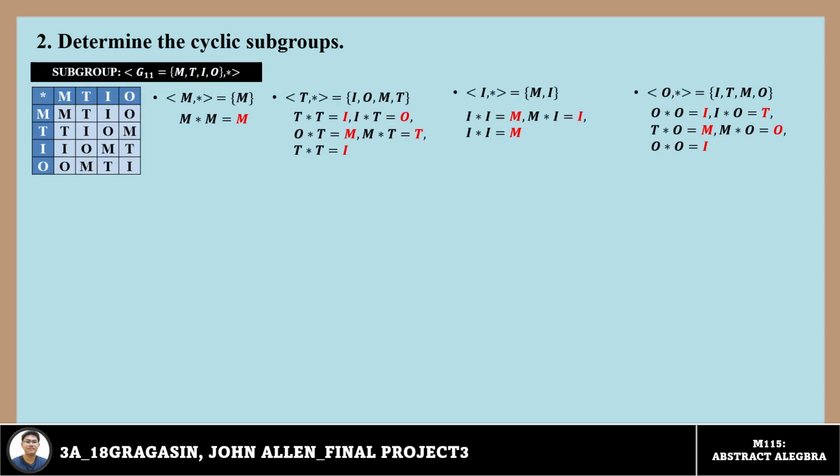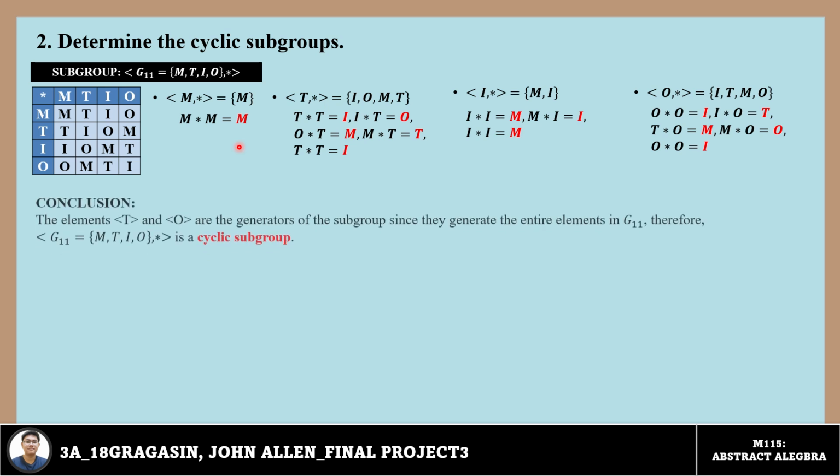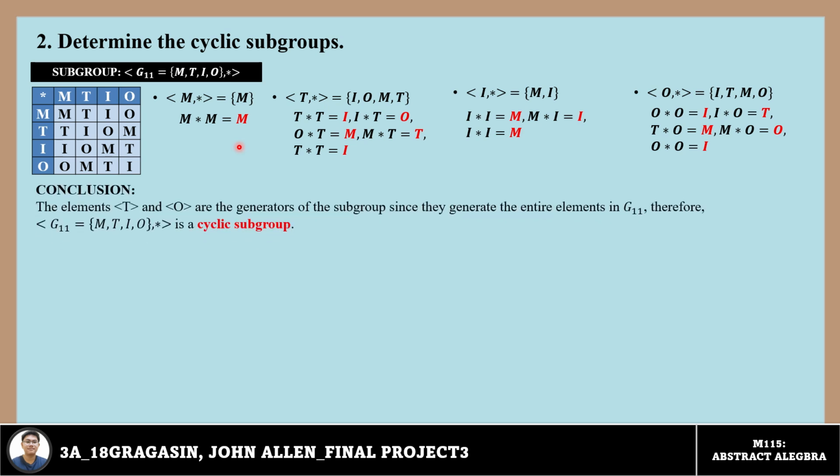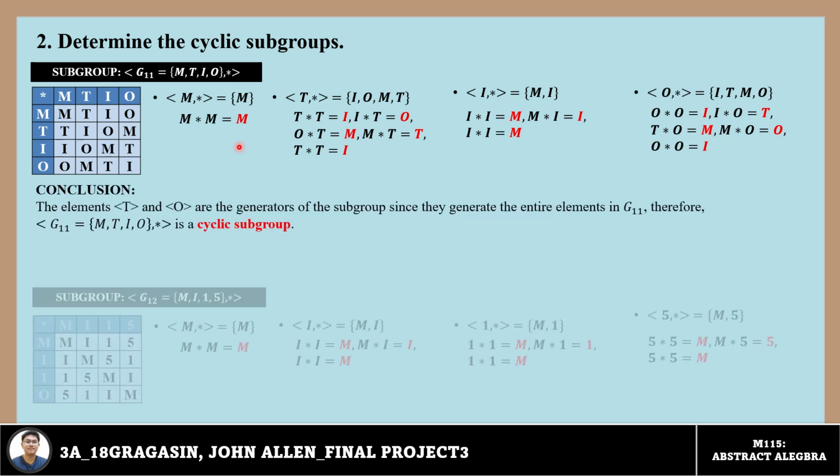Next, we have the subgroup G sub 11 with elements M, T, I, O under the binary operation star. As you can see here, the element T and element O generate the entire elements in G sub 11. Therefore, the element T and element O are the generators in this subgroup. Since generators exist, we can conclude that G sub 11 is a cyclic subgroup.